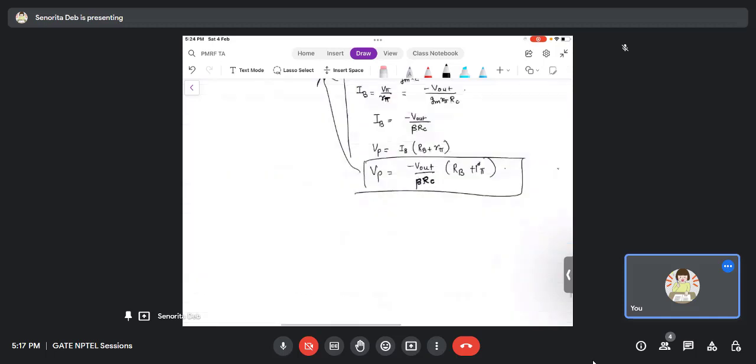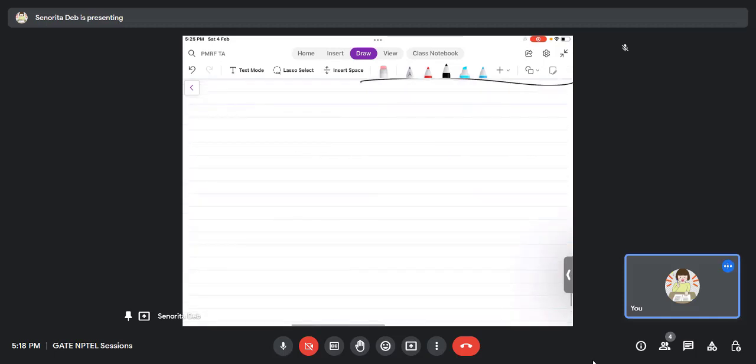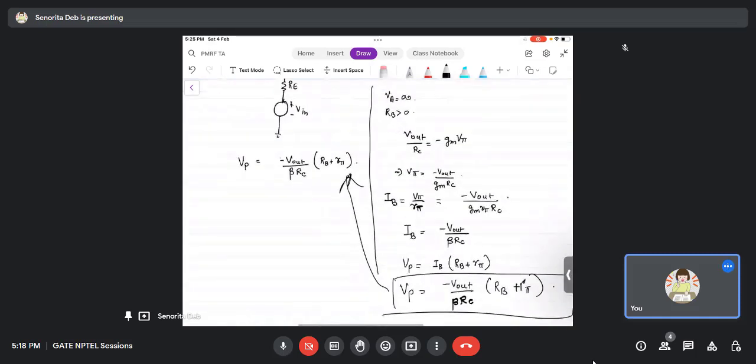Okay, so now we have got Vp, which is V out upon beta Rc into Rb plus R pi. So there won't be this negative sign. Okay, this negative sign won't be there.